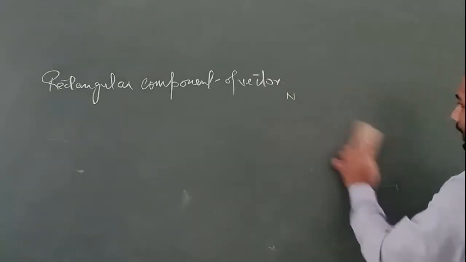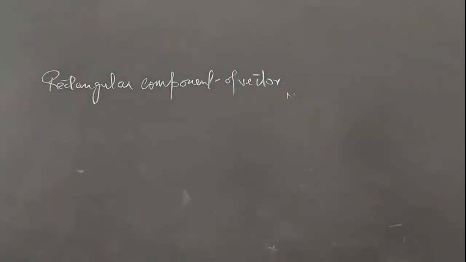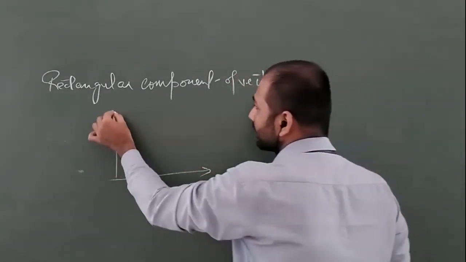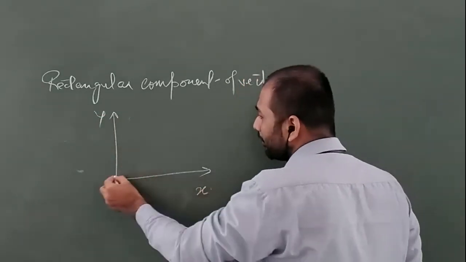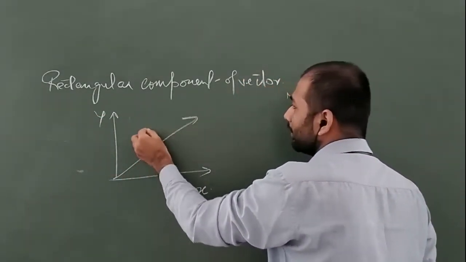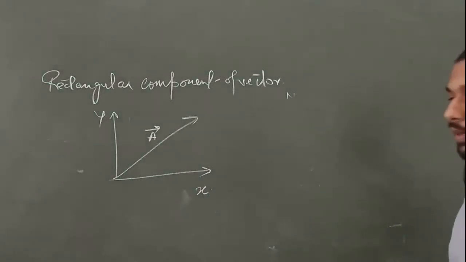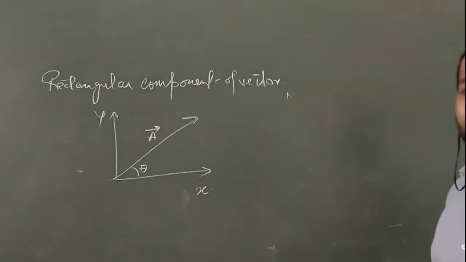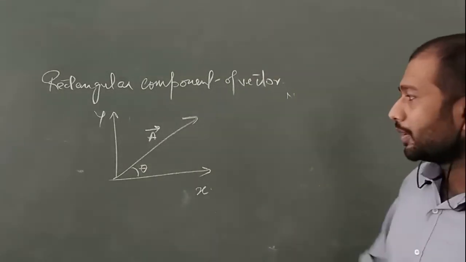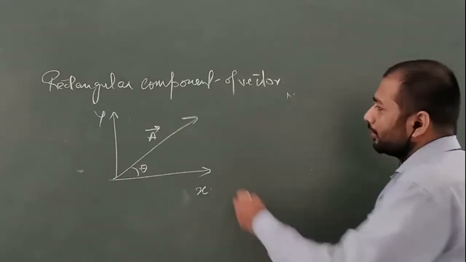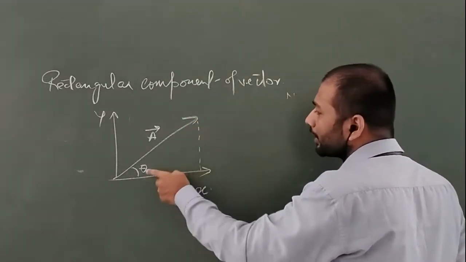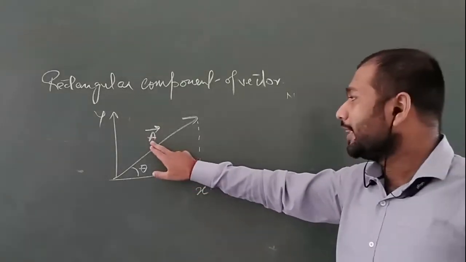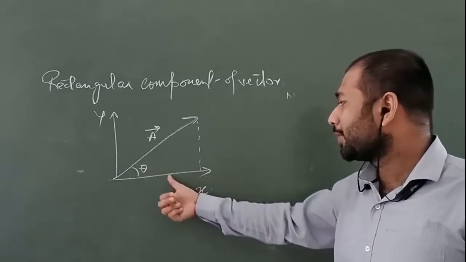Before having some more discussion, let's again recall the components of a vector. If I draw axes, let's say this is y and this is x, and we have a vector A, which is making an angle theta with the x-axis. In that case, you have to remember whatever the angle is attached to the particular axis. For example, here A makes the angle theta with respect to the x-axis.